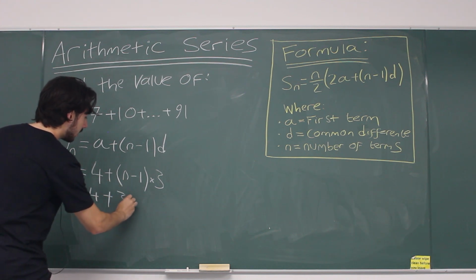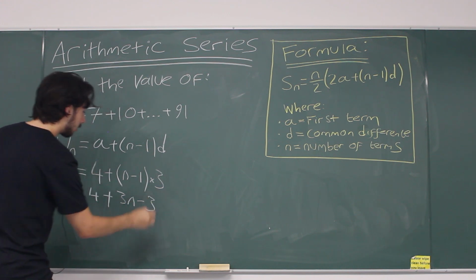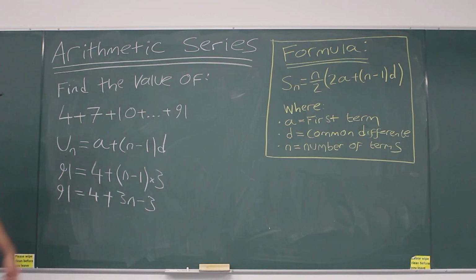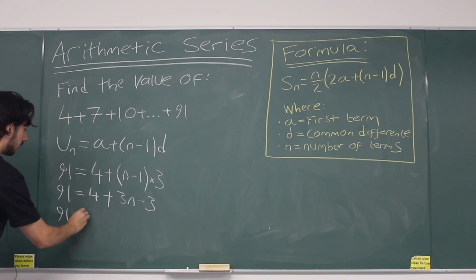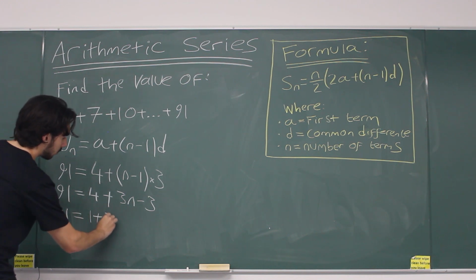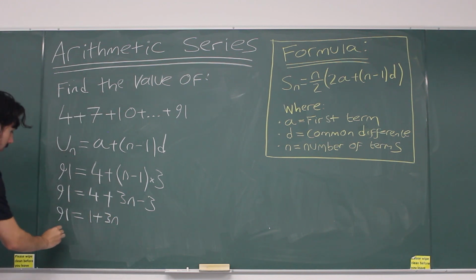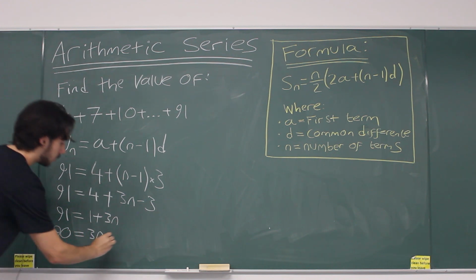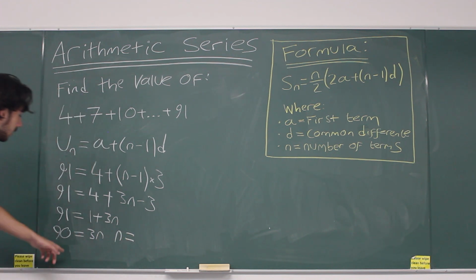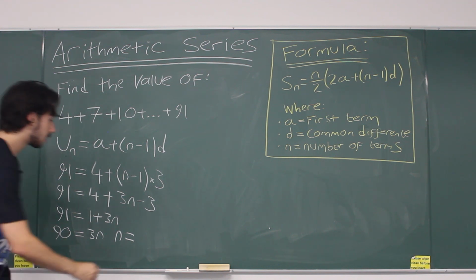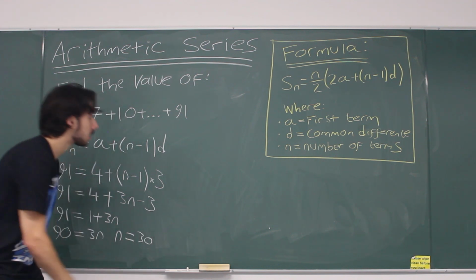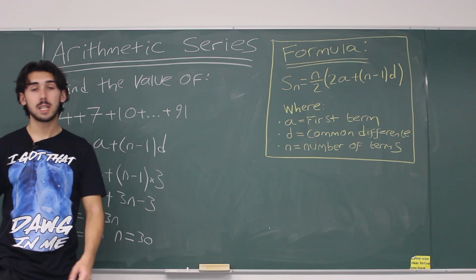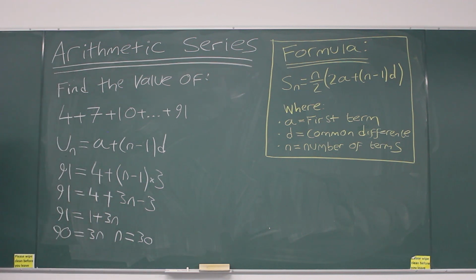We're going to have 3n minus 3. 4 minus 3 is 1, so 91 equals 1 plus 3n. That means that 90 is 3n, which means that n is 90 divided by 3, which is 30. So that's telling us that 91 is the 30th term, so we are going to find the sum of the first 30 terms of this series, okay?